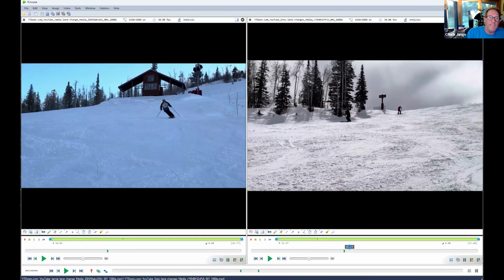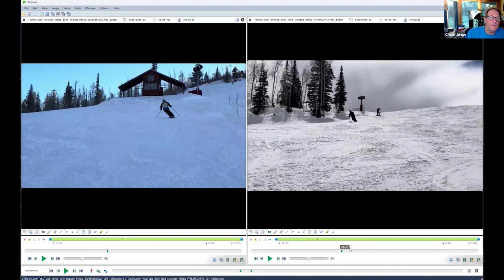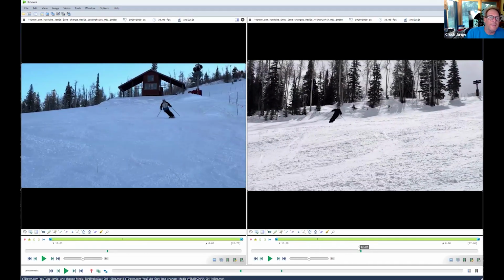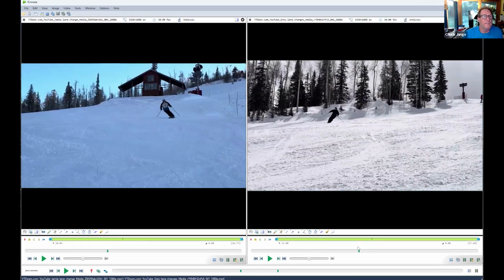For this skier that we've been looking at, where's a good spot for him? When he gets to right there, because he hasn't created any angles, the center of mass stays more over the inside ski. So that's the subtle difference that we're seeing in the skier.